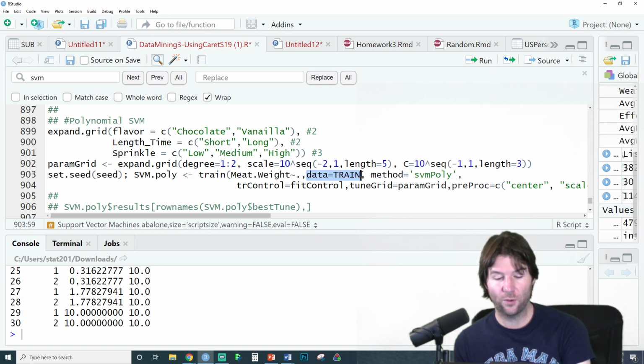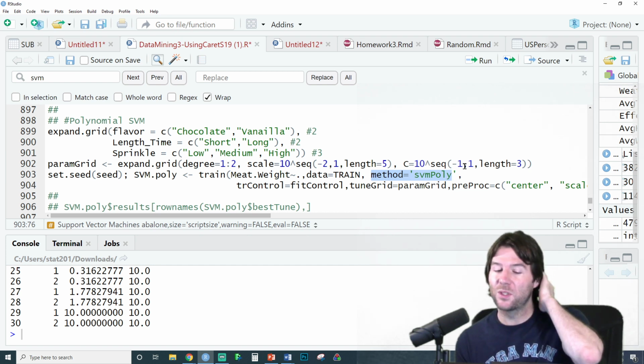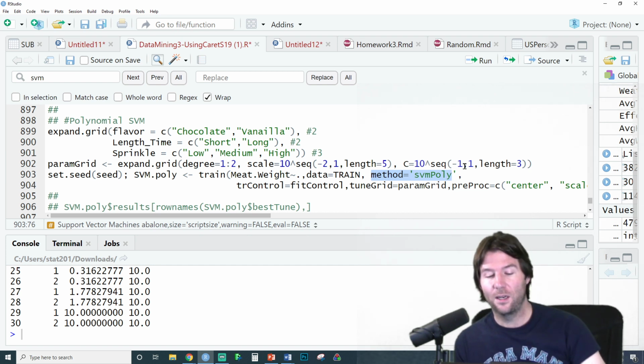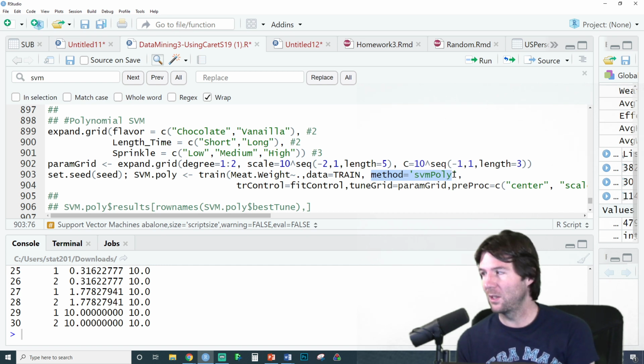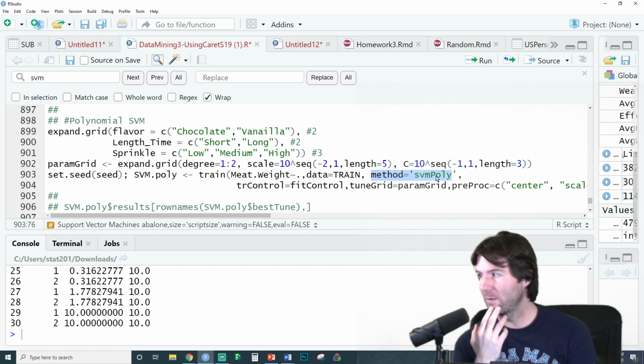We've got data equals train. This is because we're doing predictive modeling. If you're not using train, you're doing it wrong. Then we've got method equals support vector machine polynomial kernel. There are other support vector machines, but right now there's the Gaussian, there's the linear, there's the polynomial. Gaussian means the normal model or bell-shaped curve. So we've got all these different options right here, but we will use the support vector machine polynomial just for this example.